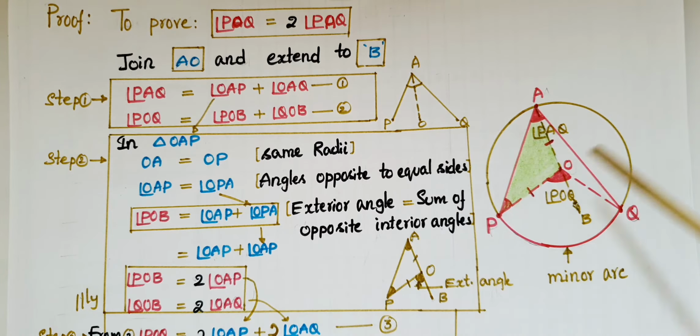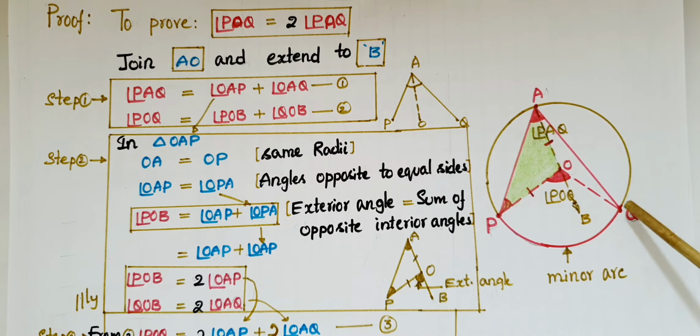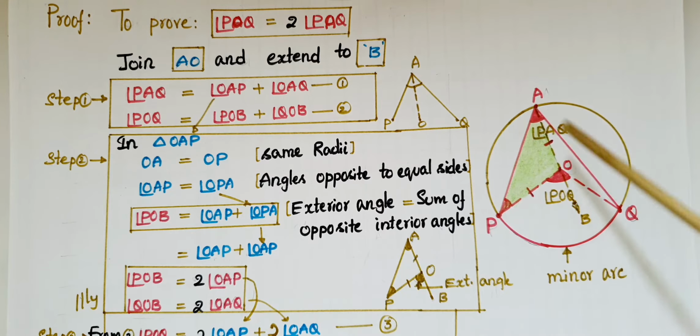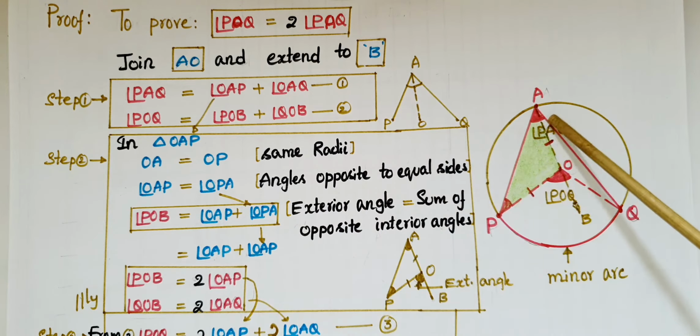Similarly, angle QOB, this angle, is the exterior angle of this triangle. Therefore angle QOB is equal to the sum of these two interior angles. So we can write that as twice of angle OAQ. This is that angle OAQ, twice of this angle.